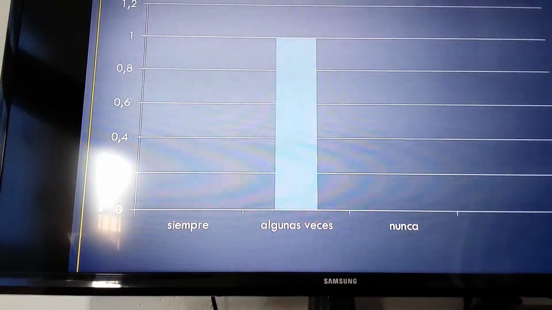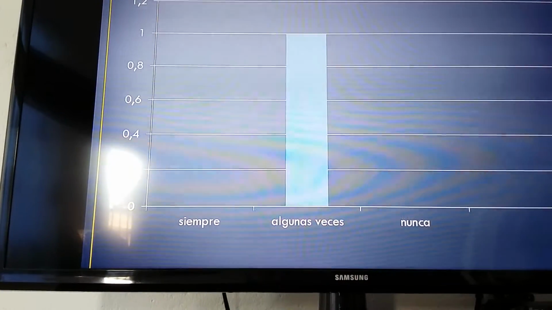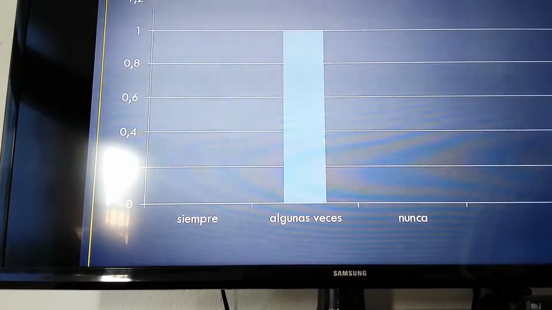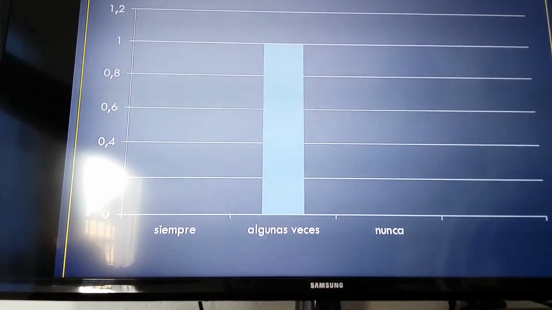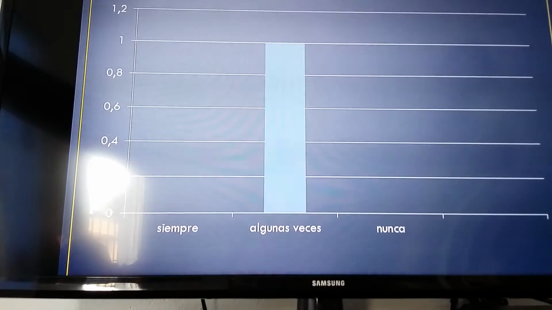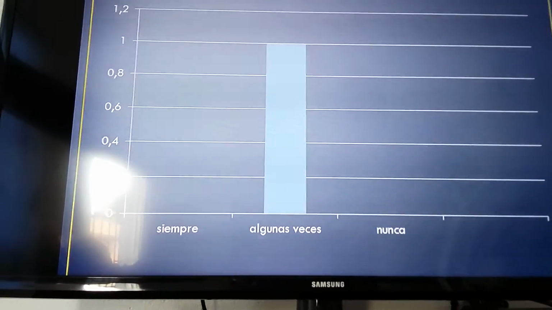The second one, in the target needs, the question was, ¿el inglés es usado en esta universidad? La respuesta fue algunas veces. With this question, the aim was to discover how important or how common was the use of English in the university.